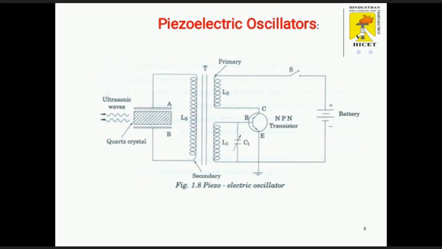Due to the principle of the inverse piezoelectric effect, the crystal starts to vibrate along the mechanical axis of the crystal. The frequency of the oscillatory circuit is adjusted by the capacitor C1, and when this frequency is equal to the frequency of the vibrating crystal, resonance occurs. At the resonance condition, the crystal vibrates vigorously and ultrasonic waves are produced along both ends of the crystal.